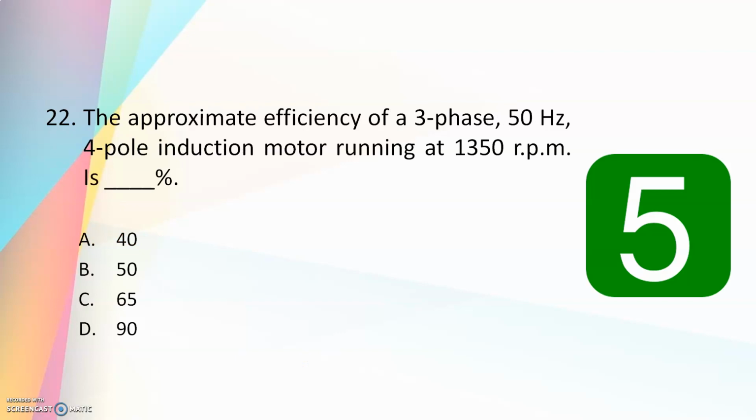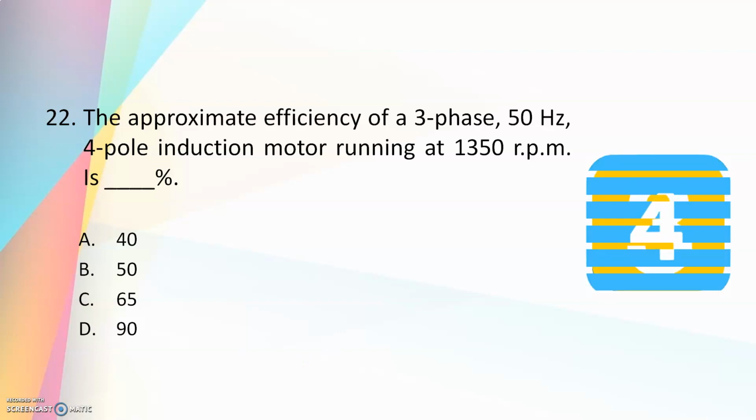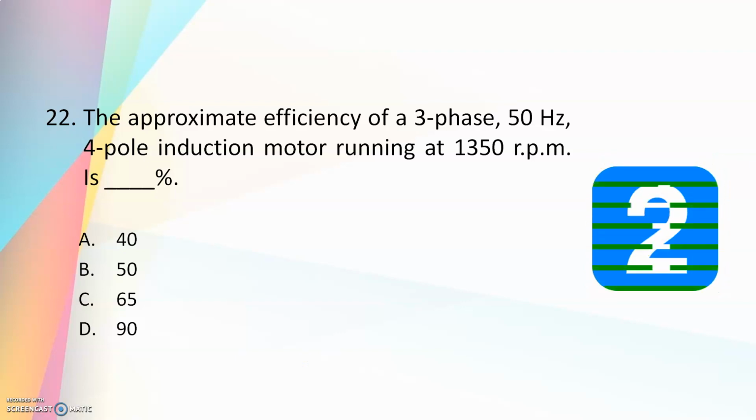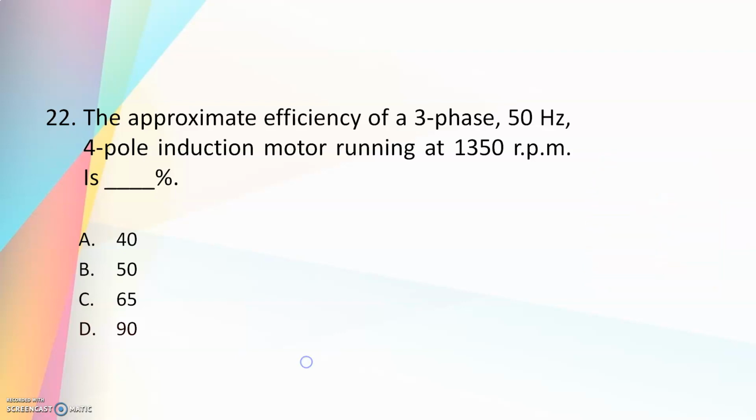The approximate efficiency of a three-phase 50 Hz 4-pole induction motor running at 1350 RPM is dash percentage: 40, 50, 65, 90. And here you go. And the answer is 90. Here you have to find out the slip using (Ns minus Nr) by Ns, and the efficiency is 1 minus S.